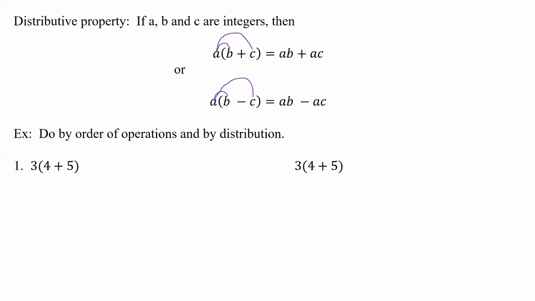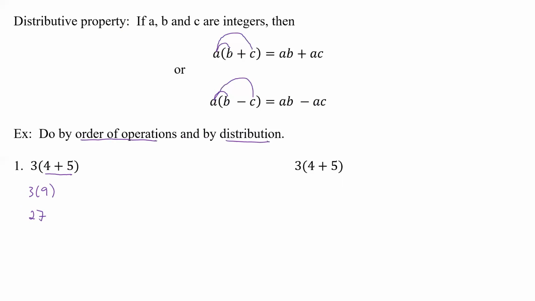And so we're going to do the same thing here. We're going to do it by order of operations first, and then we're going to do it by distribution. So first, order of operations. Well, order of operations says we're going to do 4 plus 5. Well, 4 plus 5 is 9. Then we have 3 times 9. That's 27. So that's the first way, the order of operations.